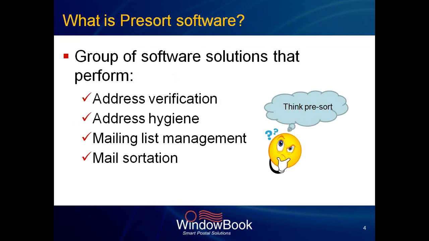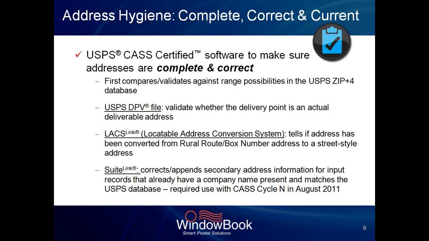So taking a look at Presort software, we define that as the group of software solutions that can perform your address verification, your address hygiene, your mailing list management, and your mail sortation. And we're going to break that down even a little further. So for address hygiene, what we're really talking about here is getting addresses that are complete, correct, and current. Those three, the three C's of address quality: complete, correct, and current.